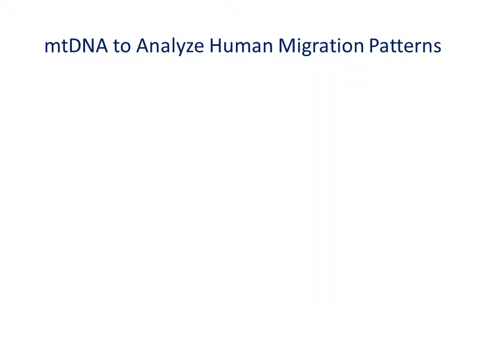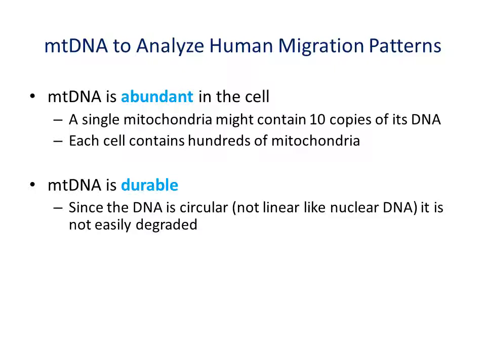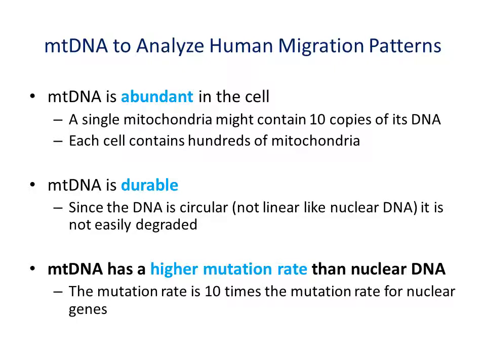How is mitochondrial DNA used to analyze human migration patterns? Well, mitochondrial DNA is very abundant in the cell. A single mitochondria can contain 10 copies of its DNA. Each cell contains hundreds of mitochondria. It's very durable because it's circular, unlike our nuclear DNA, which is in chromosomes. The circular DNA is not easily degraded. In that hypervariable region, it has a high mutation rate, much higher than nuclear DNA, and this allows you to track in a shorter amount of time any changes that are happening, allowing you to really analyze migration patterns.